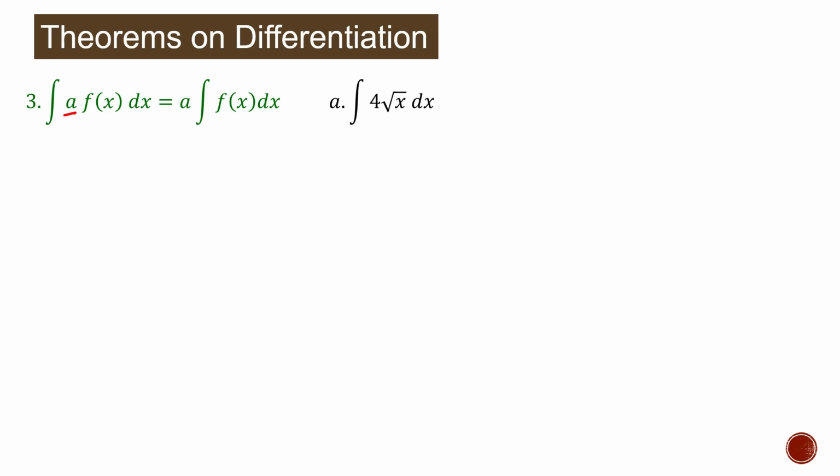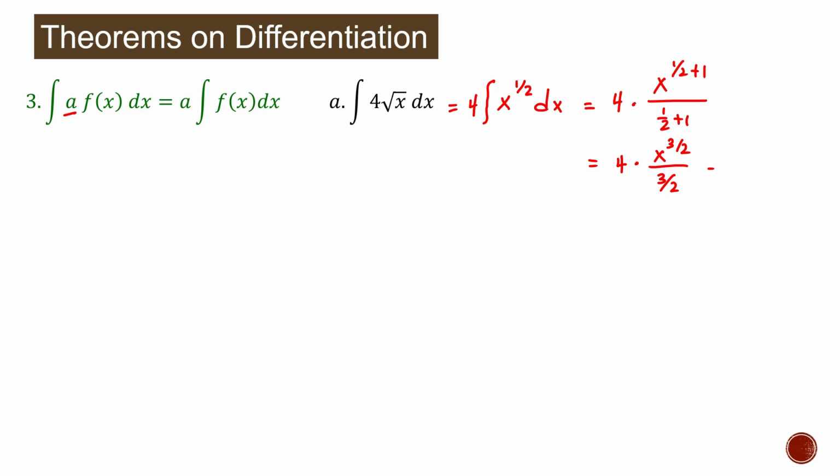So for example, here we want to take out that 4, and then I'm going to convert that square root of x into an exponential term. We know that the exponent of that is 1/2 dx. So this is equal to 4 times x raised to 1/2 plus 1 over 1/2 plus 1, which is equal to 4 times x raised to 3 over 2 over 3 over 2. So don't forget the plus c.